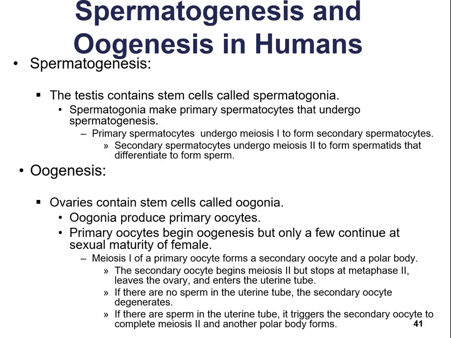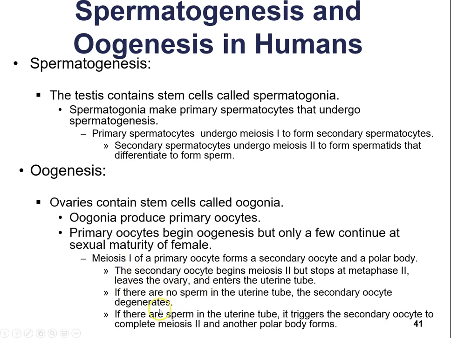Okay, so like I said, you guys don't need to know the details of spermatogenesis and oogenesis. I just want you to know that spermatogenesis is the production of sperm. It takes place in the testes, obviously only in males. Oogenesis takes place in the ovaries and is the production of egg cells. You can just note some of the differences here, but again, you don't really need to focus on this and know all the details.